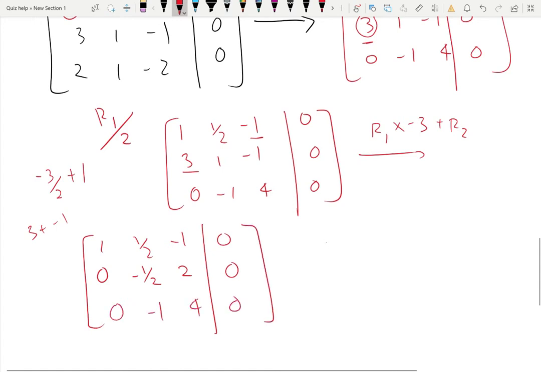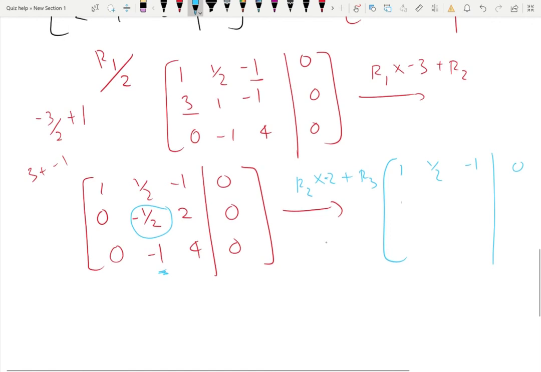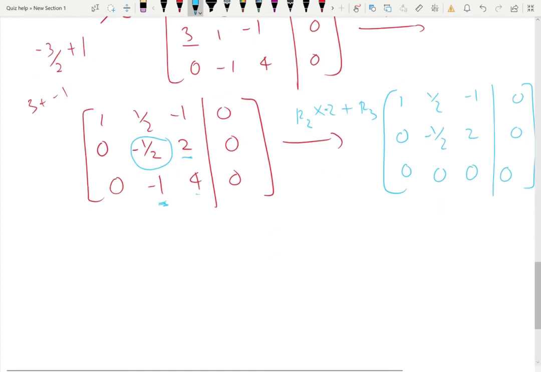Okay, so now we go to the second pivot position. This is negative half. If you want to create a 0 below the negative half, you can multiply the second row by negative 2 and add it to the third row, right? If you multiply negative half by negative 2, it will be 1. 1 plus negative 1 will be 0. So this will be 1, half, negative 1, 0. Here 0, negative half, 2, 0. And here 0, 0: 2 times negative 2 is negative 4, and negative 4 plus 4 is 0. Okay, so we are done with the Gaussian elimination.